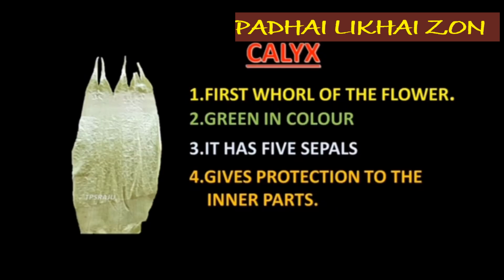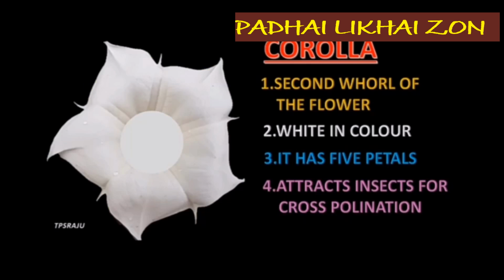And children, this is the calyx, the first whorl of the flower. It is a green whorl. It has 5 sepals, which give protection to the inner parts. Now this is corolla, the second whorl of a flower. It is white in color. It has 5 petals and attracts insects for cross-pollination.